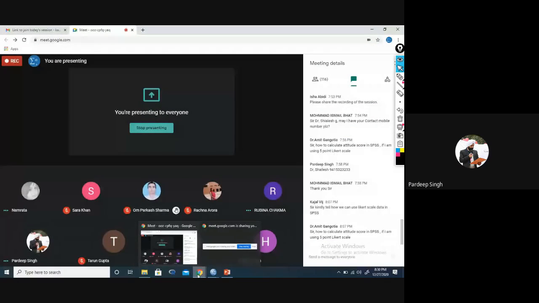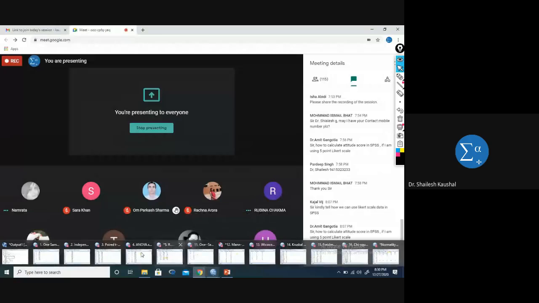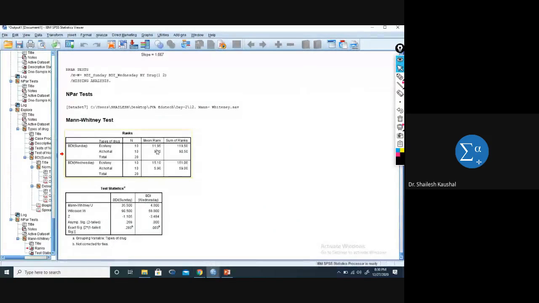Sir, in the output you have shown, the mean rank value is increasing for the drug. So what does that mean? Sir, it is hypothetical data. So increasing the means you can take it as the output. Here the mean rank you are seeing is 11.95 and another is alcohol 9.05.